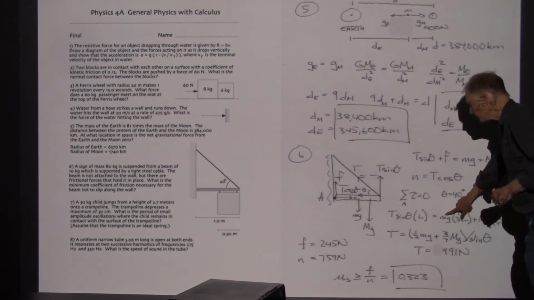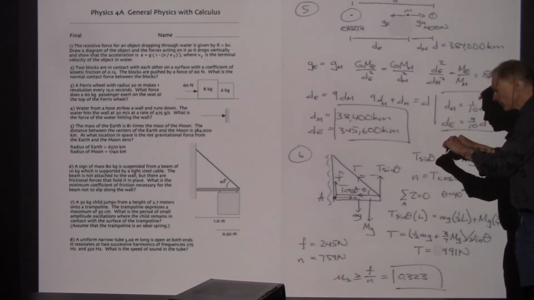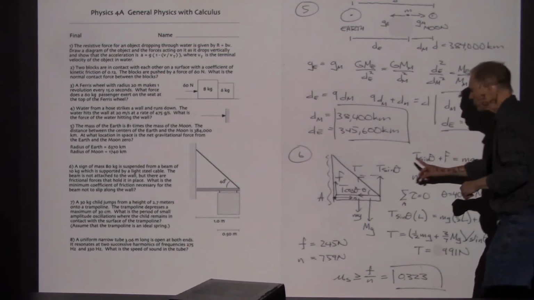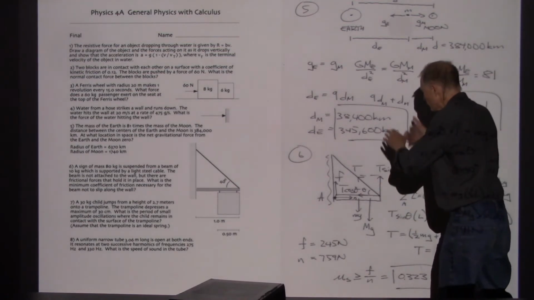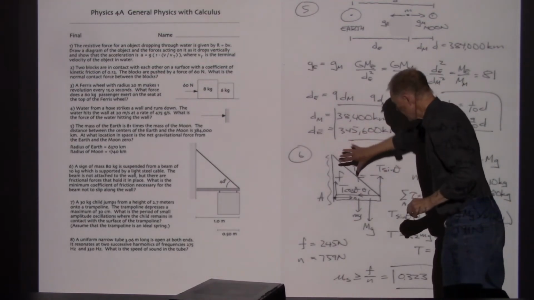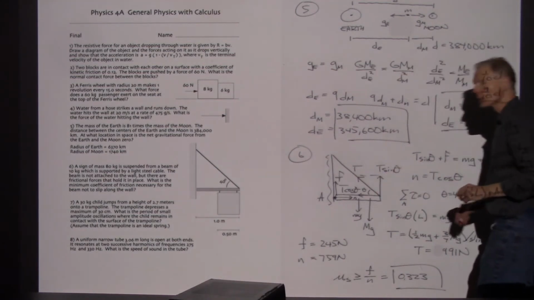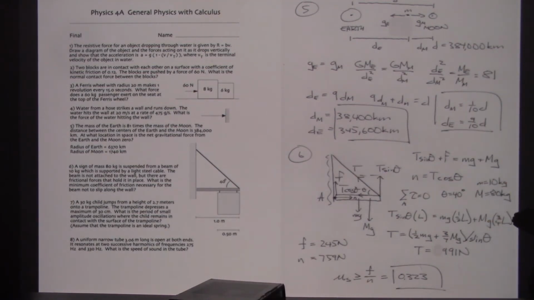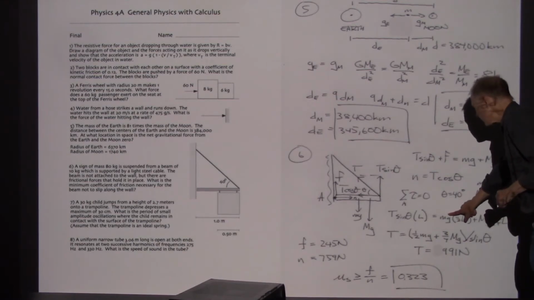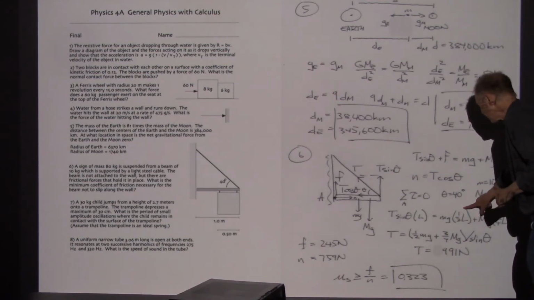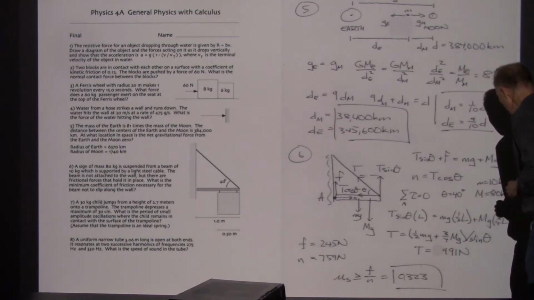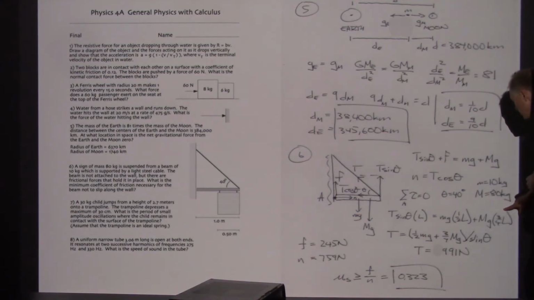Now, mg is in the opposite direction in terms of torques. T sine theta is tending to create a positive torque. Mg and big mg are creating negative torques. So the little mg is at a lever distance of 1/2 L, and big mg is at a lever distance. Now this one was a little tricky, not bad though, at 3/4.